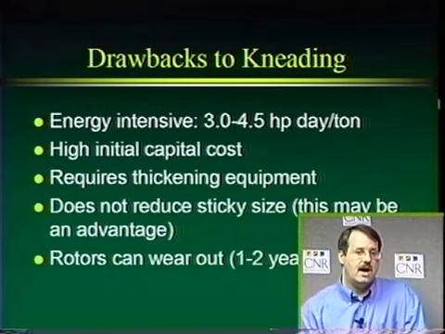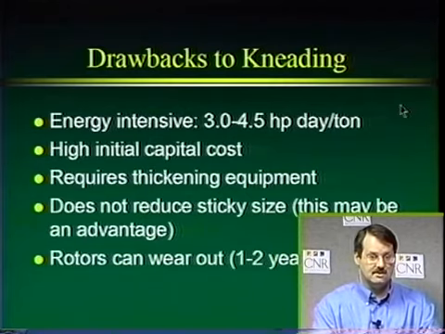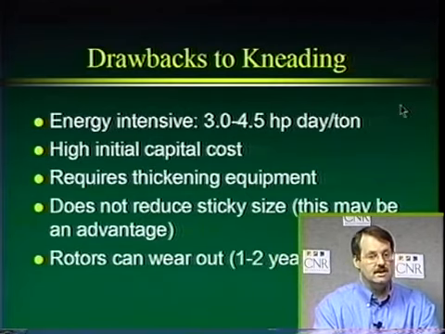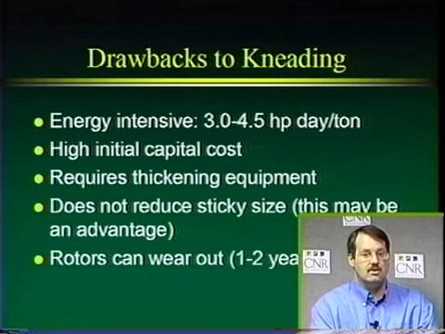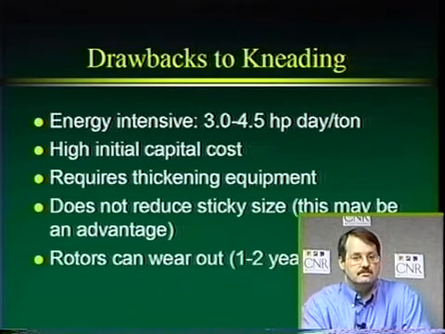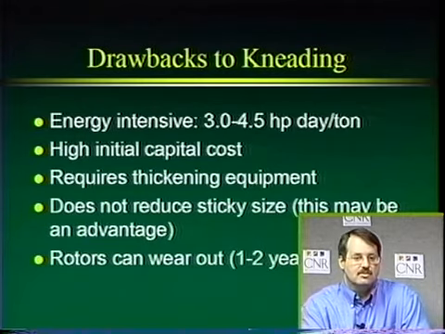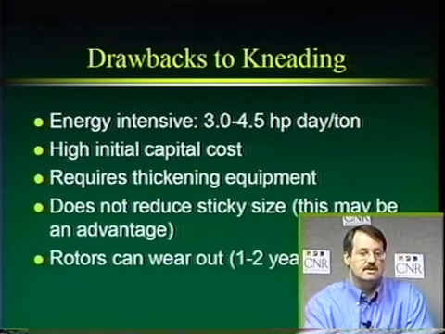There is a very high initial capital cost to put in a kneading system. So if you have a recycling system and you want to think about putting in kneading or disc dispersion, both of them have high initial capital costs. Part of the reason is because you've got to invest in the thickening equipment that has to occur before the dispersion. So that's why this next bullet requires thickening equipment. That's a capital issue, and it's also a maintenance issue.